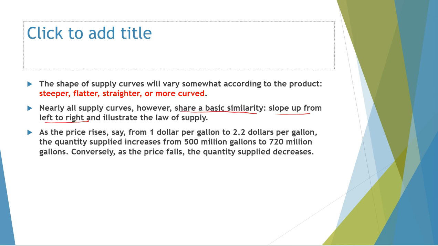Regardless of whether it is steeper, flatter, straighter, or more curved, it will still show a positive relationship from left to right, because it is the law of supply. As the price rises, say from $1 per gallon to $2.2 per gallon, the quantity supplied increases from 500 million per gallon to 720 million per gallon. So when the price falls, the quantity supplied also decreases.